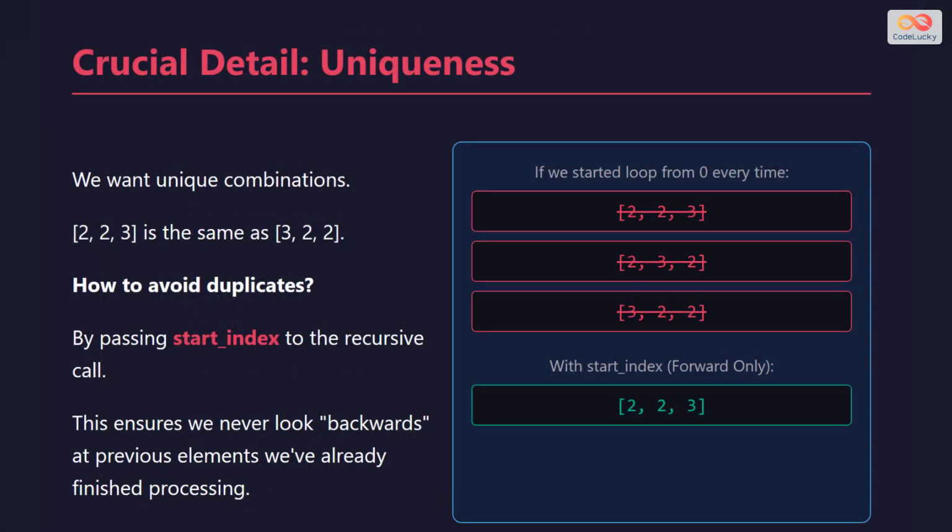A common pitfall is generating duplicate combinations like 2, 2, 3, and 3, 2, 2. These are the same set. We avoid this by using the start index parameter. By passing the current index, i, to the next recursive call, we restrict the algorithm to only consider numbers at the current index or greater, effectively preventing us from looking backwards and generating duplicates.